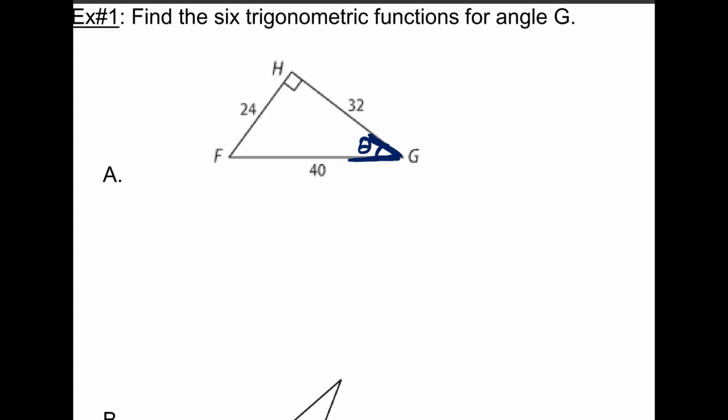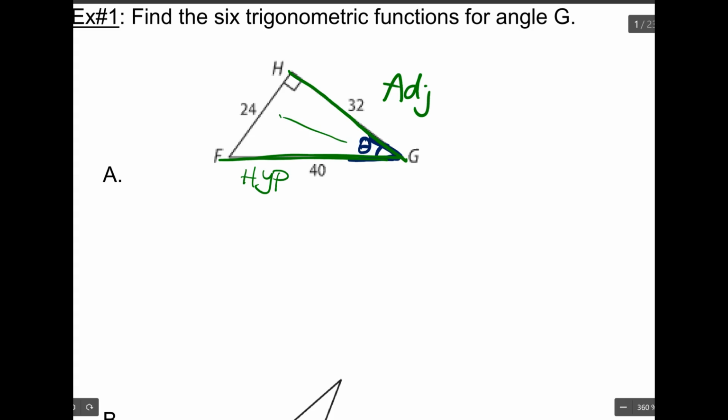So where is my hypotenuse? 40. How do you know it's the 40? Because it's the longest. It's the biggest one. Okay, what about the adjacent side? Adjacent. 32 is adjacent. And that means if you were standing where the angle was and you're looking out, the opposite side does not even touch the angle. So this is the opposite.